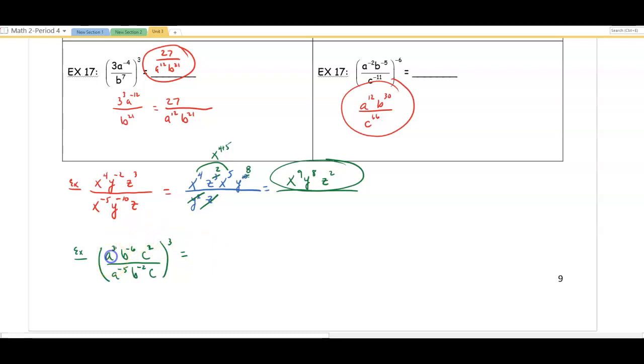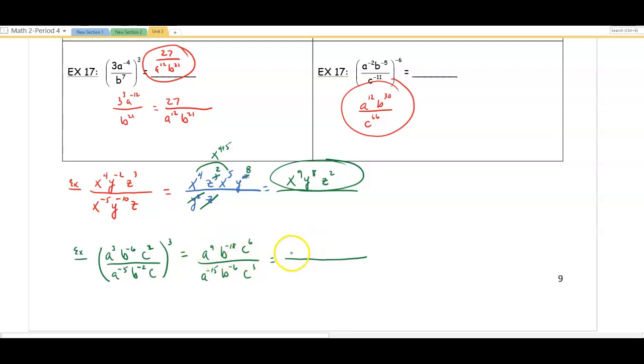Right? So a to the 3 times 3 would give you a to the 9th, b to the negative 18th, c to the 6th. Remember, power to power, I'm multiplying exponents. Do the same for the denominator. It's going to give me a to the negative 15th, b to the negative 6th, c to the 3rd. So now what I want to do is go through each base and determine if it's going to stay or go. Positive, it stays. Negative exponent, it goes.